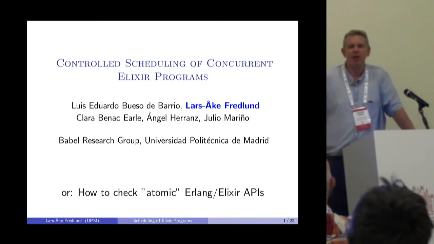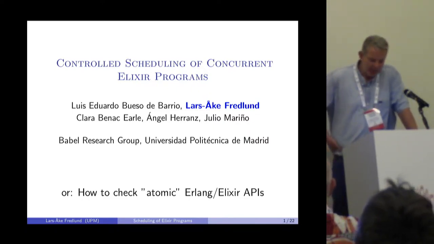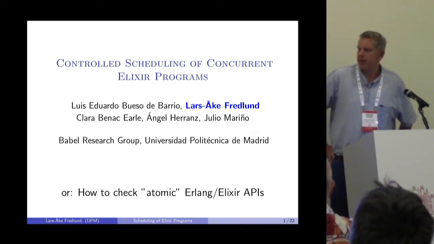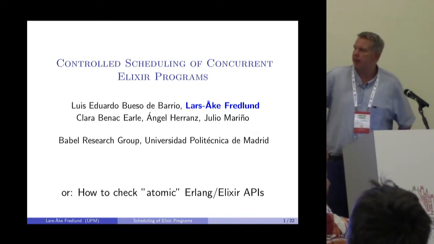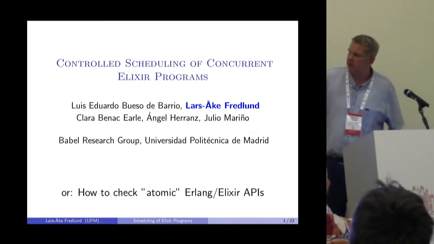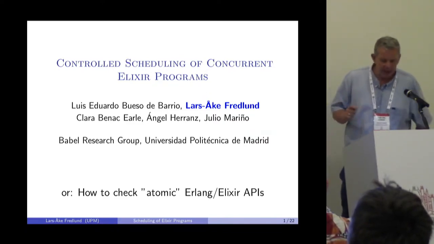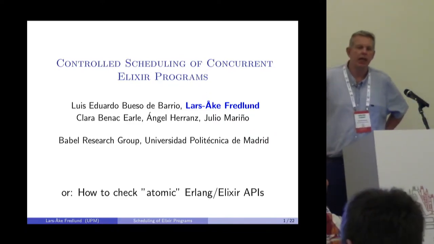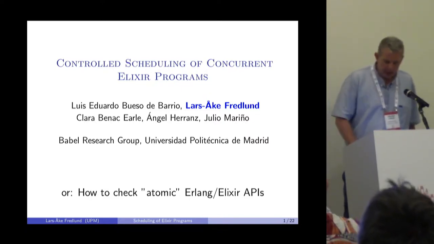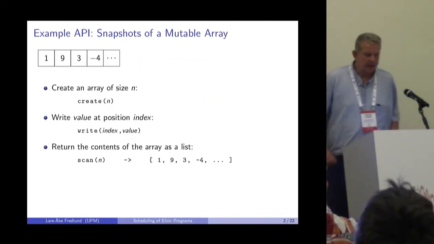So this is joint work with quite a lot of colleagues from UPM. But really, I was thinking how to present this, and maybe it's a better idea to also present the reason why we have worked with this controlled scheduling. And the reason is we're really interested in checking atomic Erlang Elixir APIs in a good way. Okay? So let's start with a motivating example.